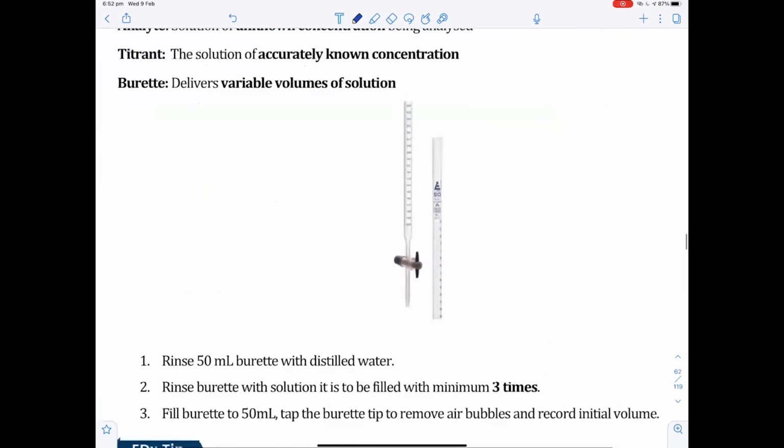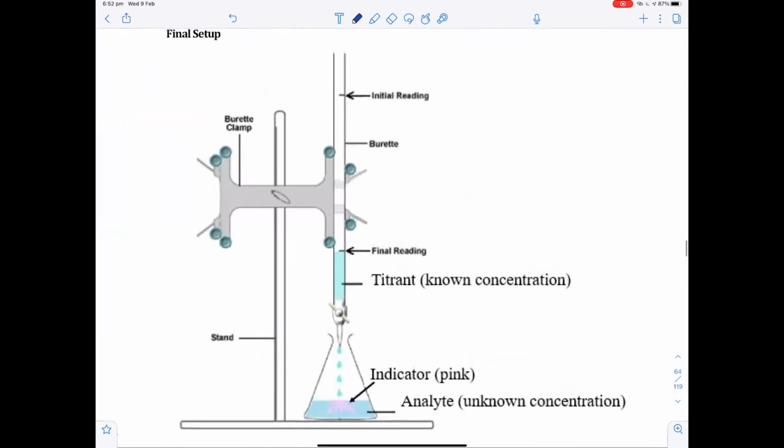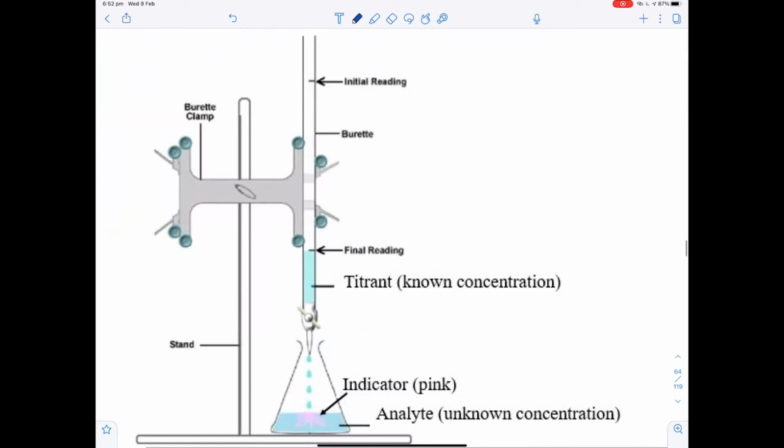Okay, very good. Now what I'm going to do is go all the way here and go straight to the final setup so you understand what's happening. Now we're going to be using the exact same example we used earlier, except now we're going to link it to where it's happening in titration. You hopefully understood the maths of how to determine concentration. Now you're going to determine which solutions are where and what's reacting.